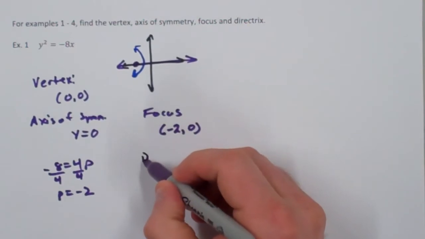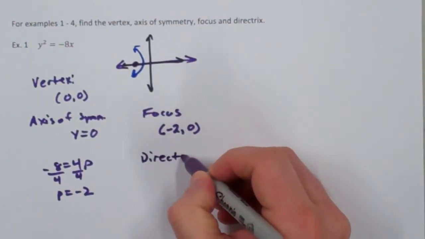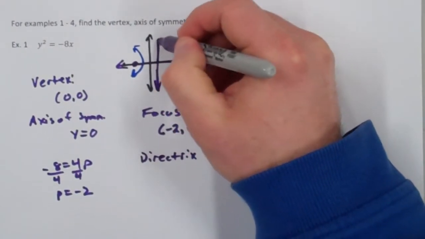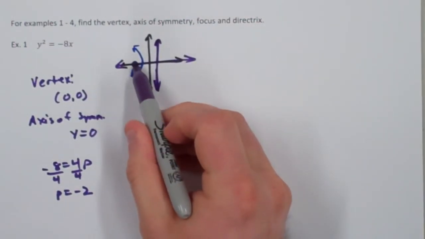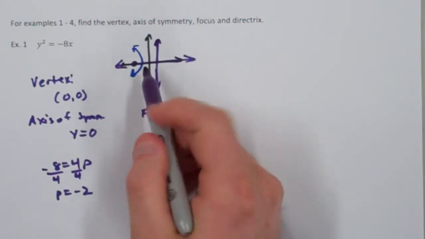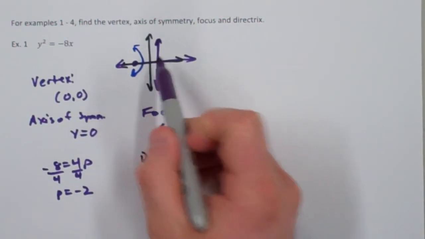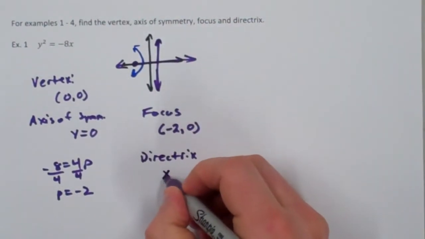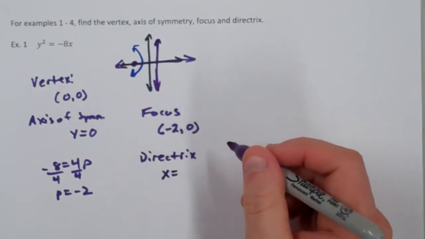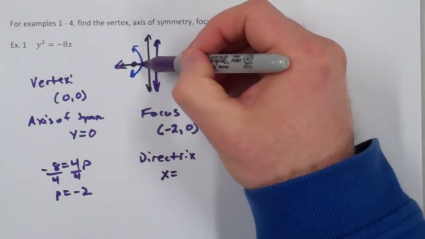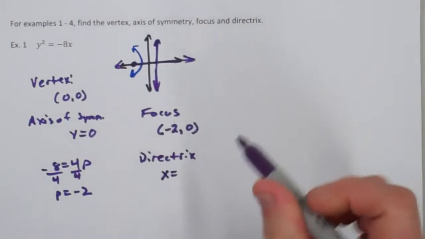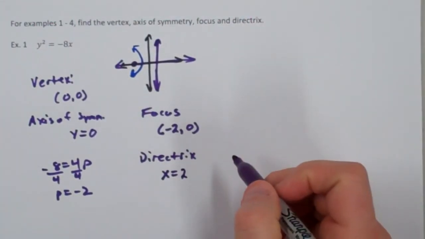The directrix is going to be on the other side of the graph, so it's not going to be by the focus here. It's going to be on the other part. It's going to be p units away, and in this case we have a vertical directrix, so we know that it's going to be x is equal to some value. The x value we're looking at here is 0, but we need to go right 2. So it's just going to be x is equal to 2.